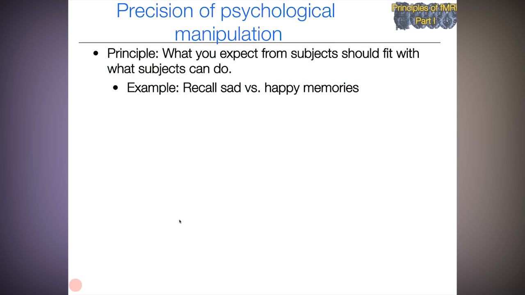Now let's think about the temporal precision of psychological manipulations. The principle is that what you expect subjects to do should fit with what they actually can do. And it's very appealing to use block designs or event-related designs with brief alternation between event types. But let's consider an example from the emotion world in which we're asking people to recall sad versus happy memories.